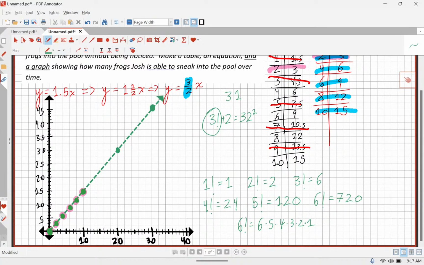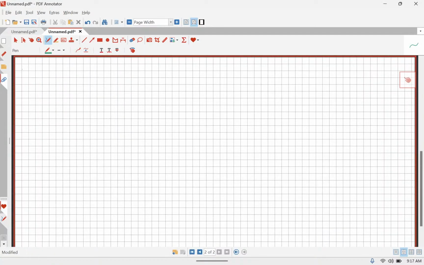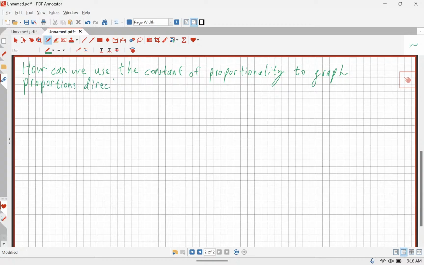Let's see here, guys. Let's do it. Addie, what's our first essential question today? Yes, I'm so sorry, Addie D. I forgot. I need to specify. How can we use the constant of proportionality to graph proportions directly? Okay.